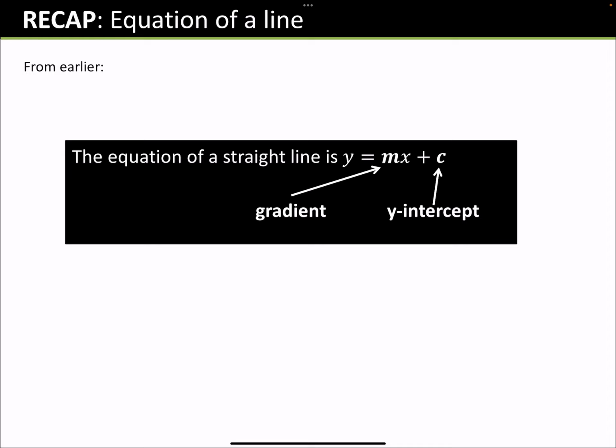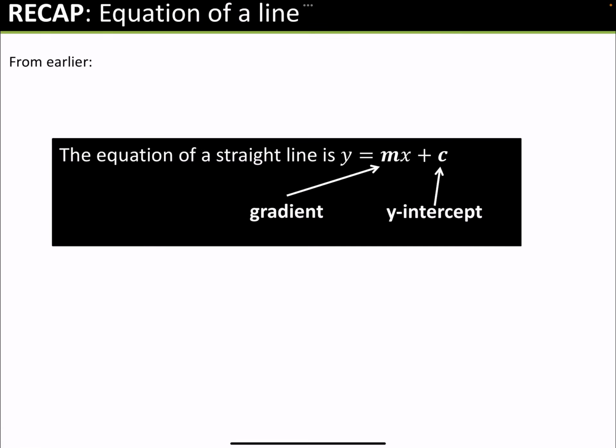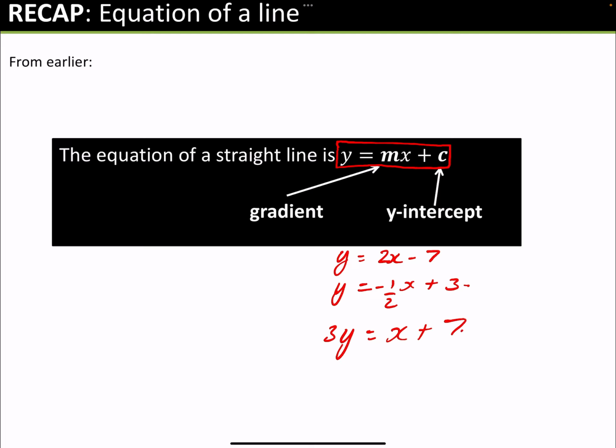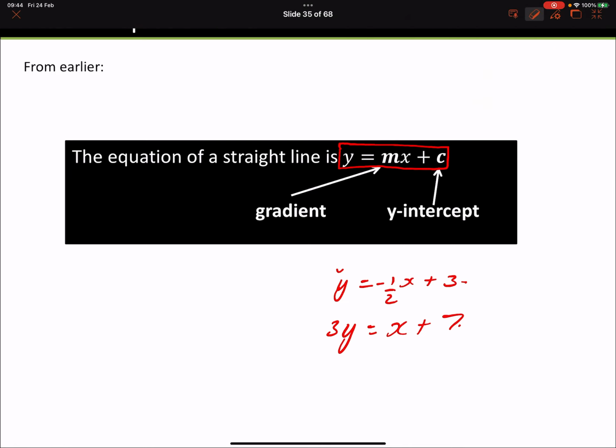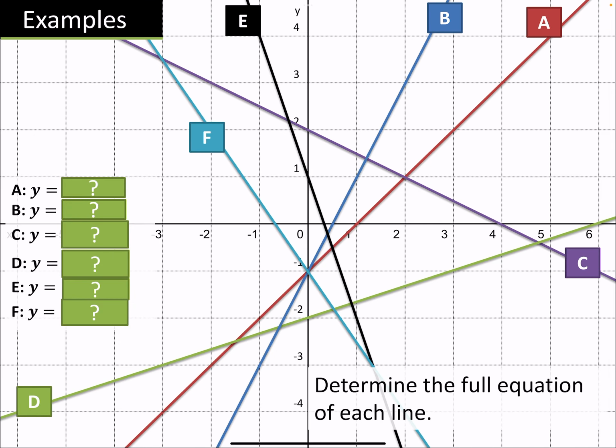So here's the equation of a straight line. You should know by now the equation of a straight line is something that can be written like that. For example, y equals 2x minus 7, y equals -12x plus 3, 3y equals x plus 7. They're all equations of straight lines. So, lots of lines. Okay, let's have a look. So, determine the full equation of each line.